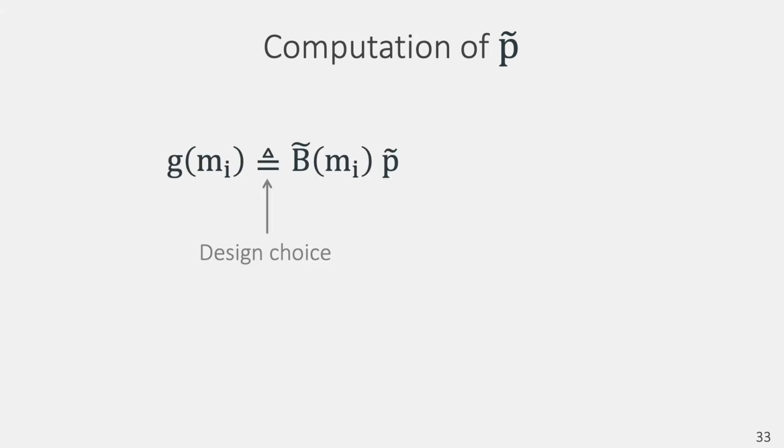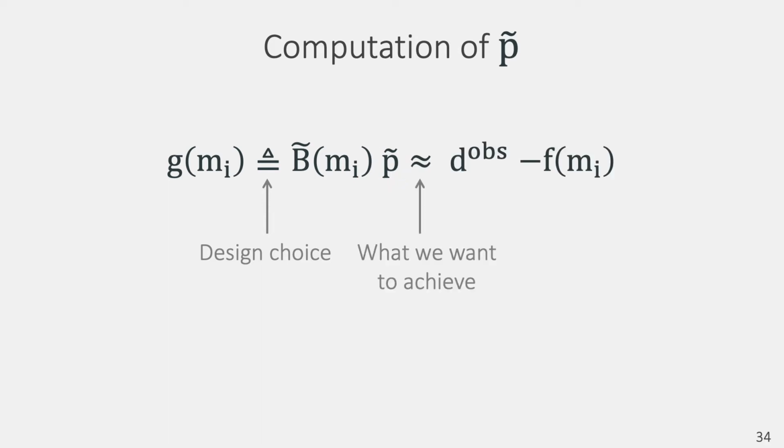By design, we picked g as B tilde p tilde. Moreover, B tilde, the extended Born modeling operator, is known, which means that we know how to apply it to any extended perturbation p tilde. So the only unknown here is p tilde. And indeed, to compute such p tilde, we use the fact that the data correcting term was originally designed to predict all the events in the observed data that were missed by f of m_i.